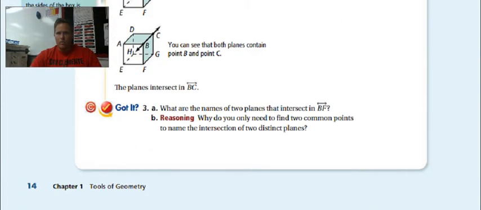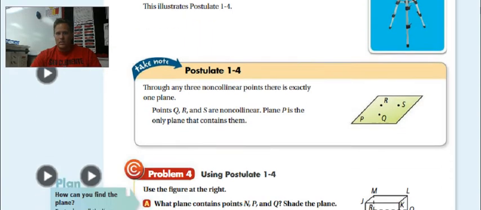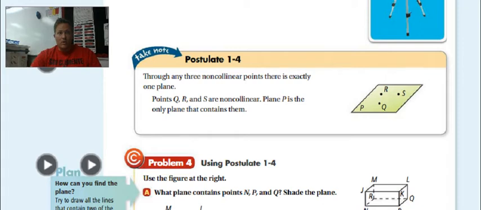And we have one more, and the last one is, last vocab, and a lot of vocab again, is right here. And it says through any 3 non-collinear points, there's exactly 1 plane. So if we look at this, remember, non-collinear means that they're not all in 1 line. And again, if I'm looking at this example, and I would always draw these pictures that we have right here, Q, R, and S, there's no way we can make a straight line out of there.